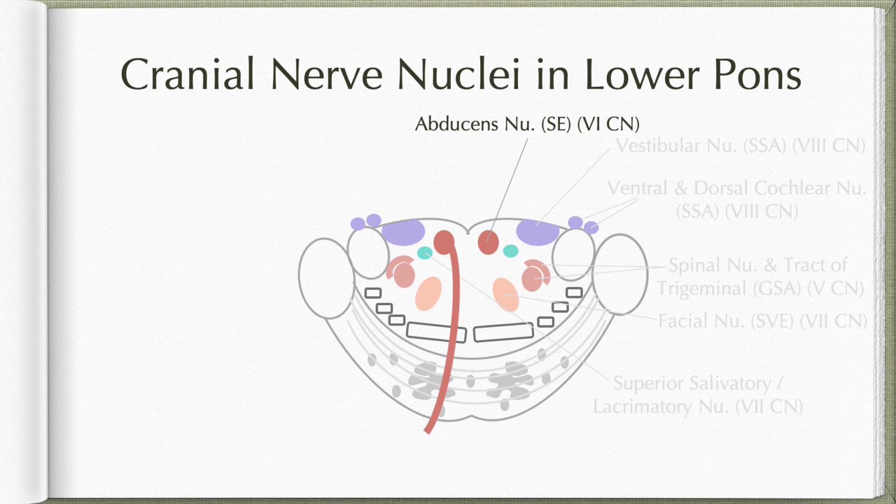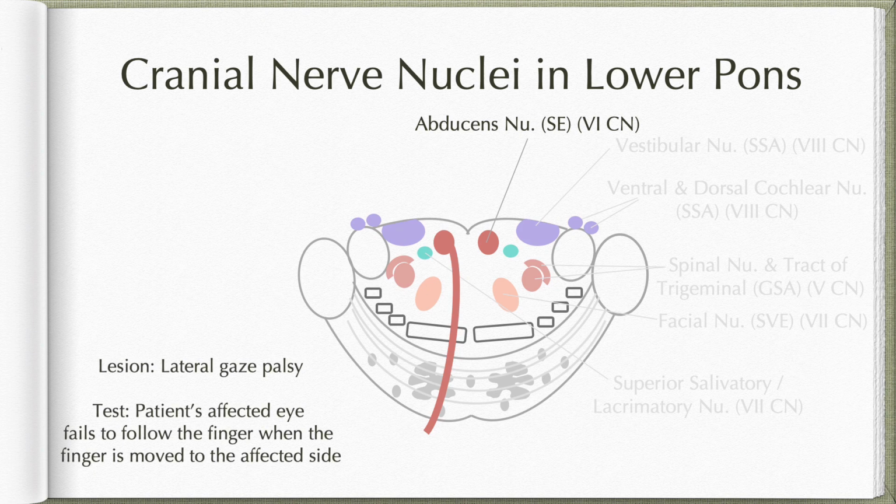This nucleus is also connected with the ipsilateral paramedian pontine reticular formation, or PPRF, otherwise known as lateral gaze center. Lesion to this nucleus results in lateral gaze palsy, that is, the eye fails to abduct on the affected side. This can be tested by a simple bedside test.